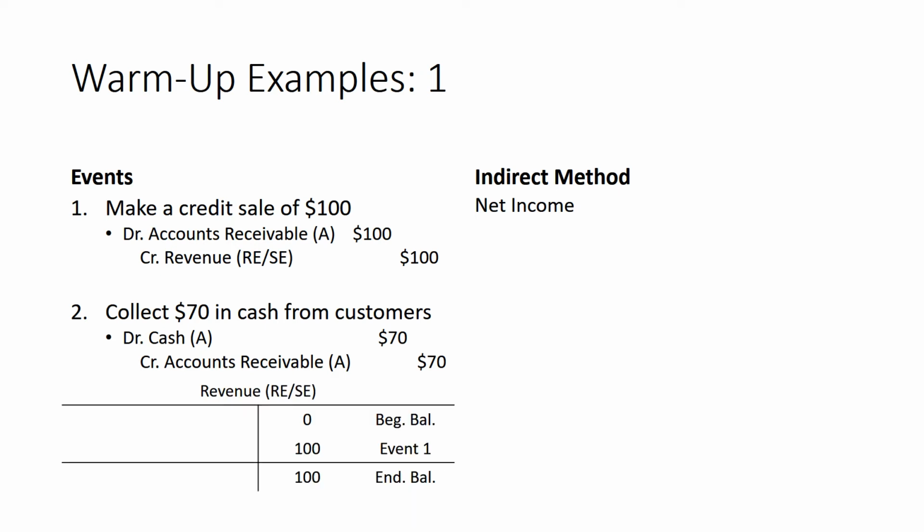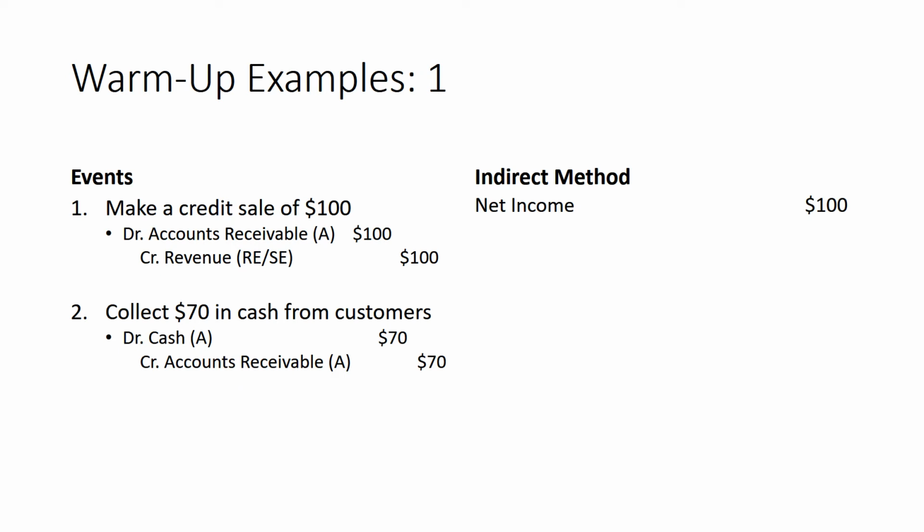Our net income comes from our revenue account, which is $100. So we can record the net income of $100 on our statement of cash flows. Let's think about accounts for which we have to make adjustments to reconcile net income to net cash.